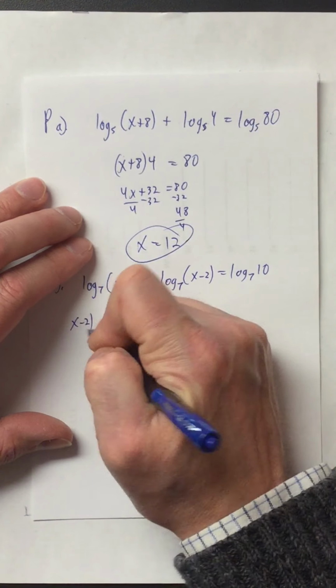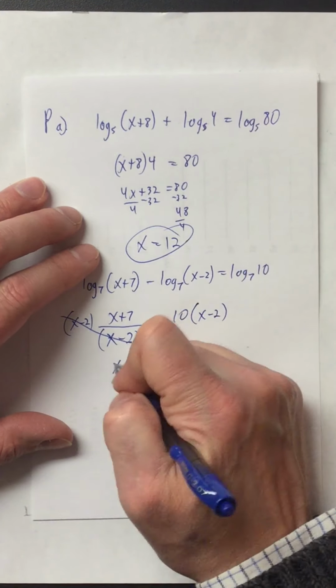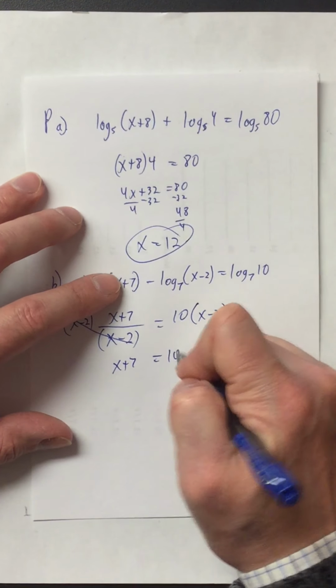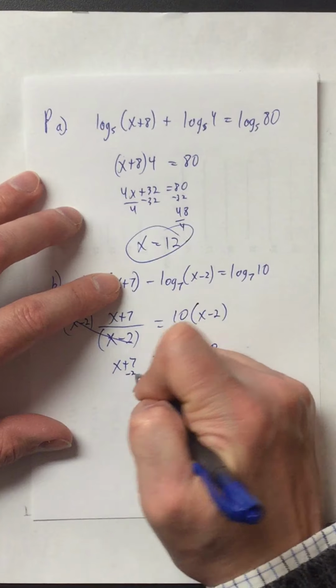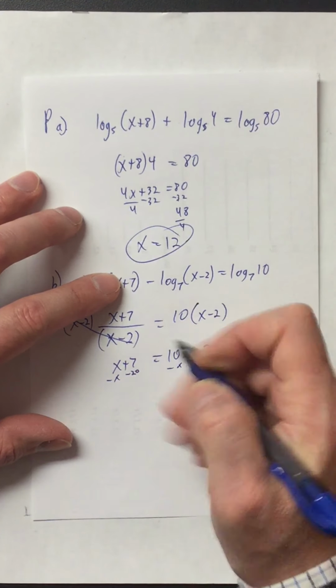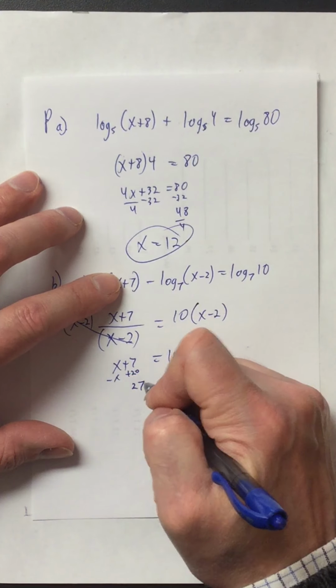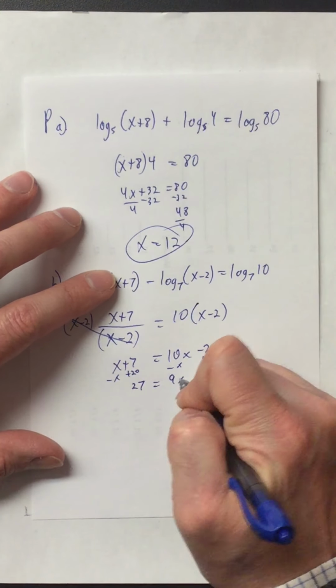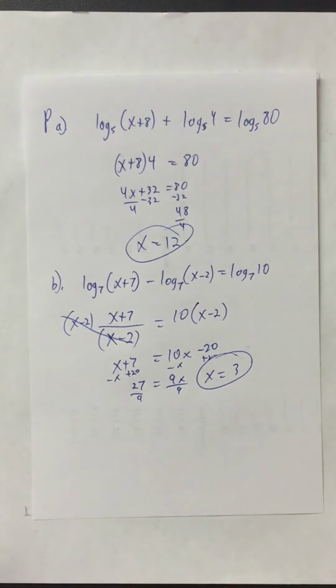If we multiply both sides by this, it cancels here and comes over here. We get x plus 7 is equal to 10x minus 20. Subtract an x from both sides. Add 20 to both sides. There we go, 27 is equal to 9x. Divide by 9, divide by 9. Looks like x is equal to 3.